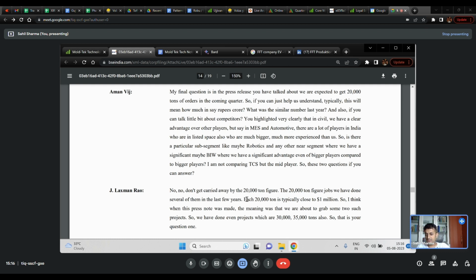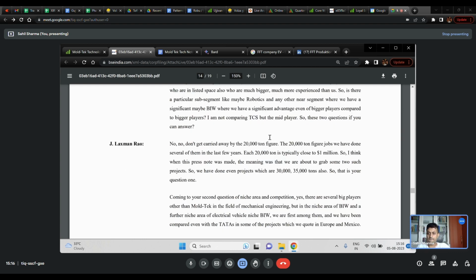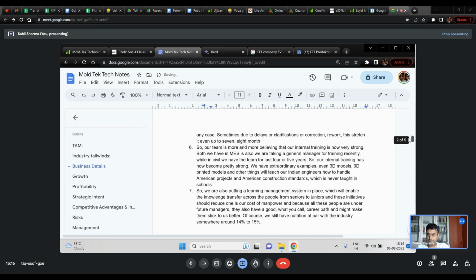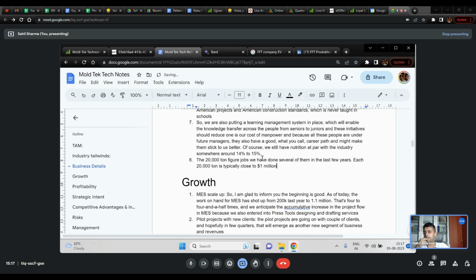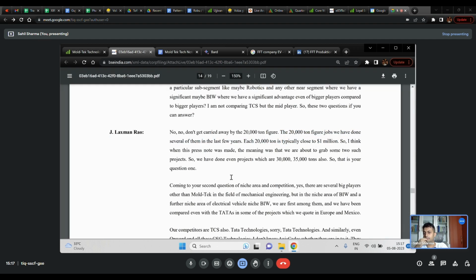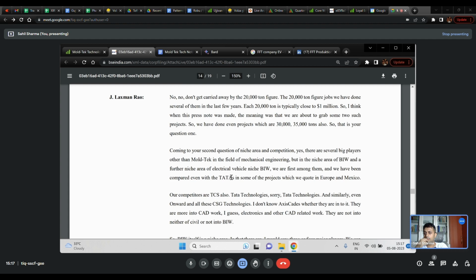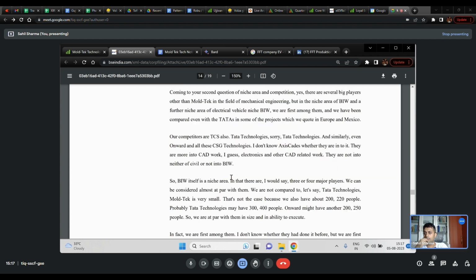He's saying that 20,000 ton is close to 1 million. That's the rupee conversion. They have done several in the past. I guess this is an important business detail. So you see, now they are talking about the competitive advantages.